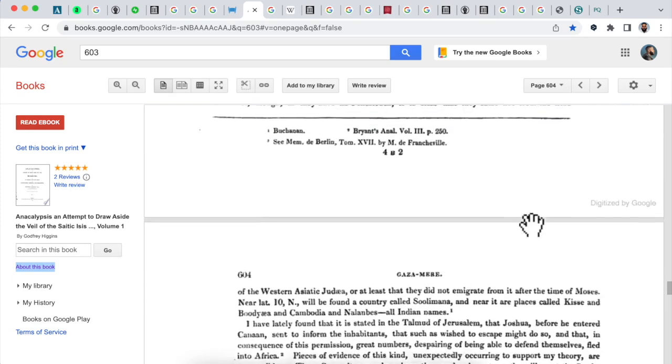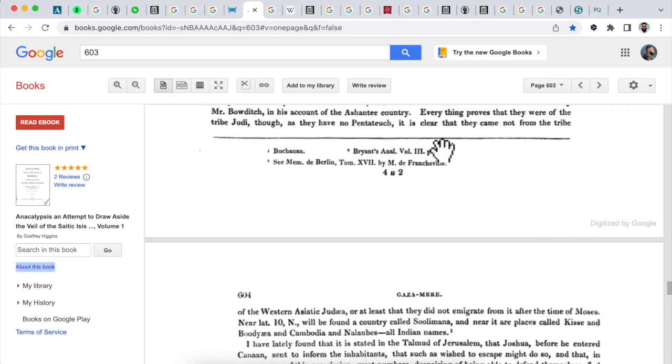So he's saying that because they have no Pentateuch or Torah, that leads him to believe that they may not have been... He's saying that they're the tribe of Judah, but when he tries to pinpoint exactly which migration they were of the tribe of Judah, he starts assuming things because they have no Torah. So that makes him start to question which particular migration they were.